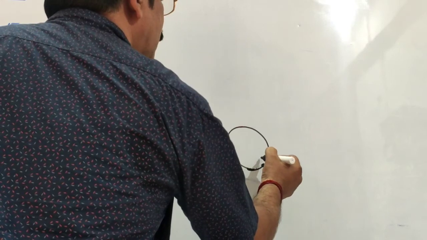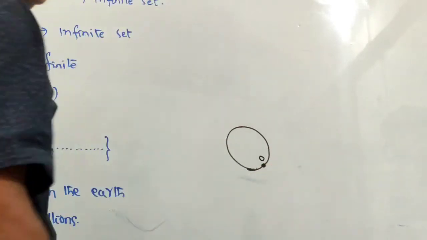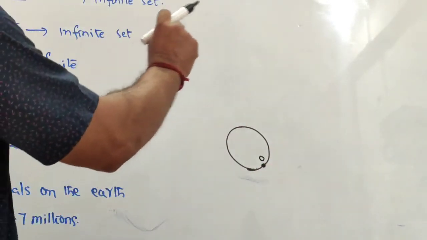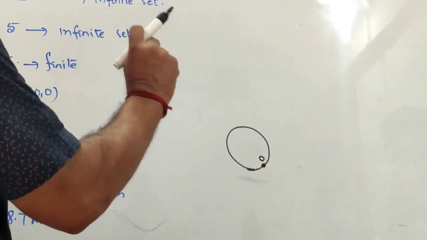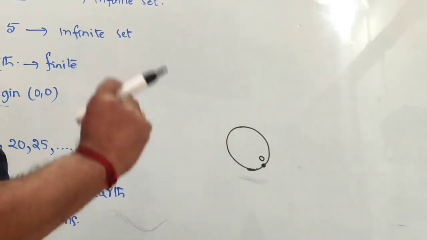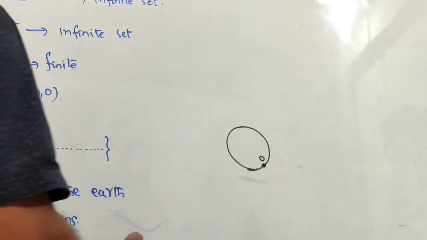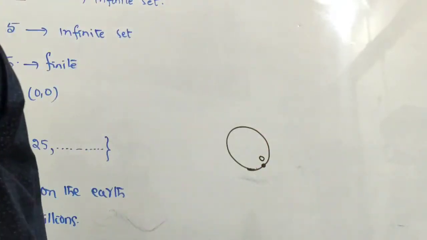Which passing through origin. This is the graphical meaning. Means on the closed curve, you represent one dot. Points are represented by the dot. Its name is O, origin.